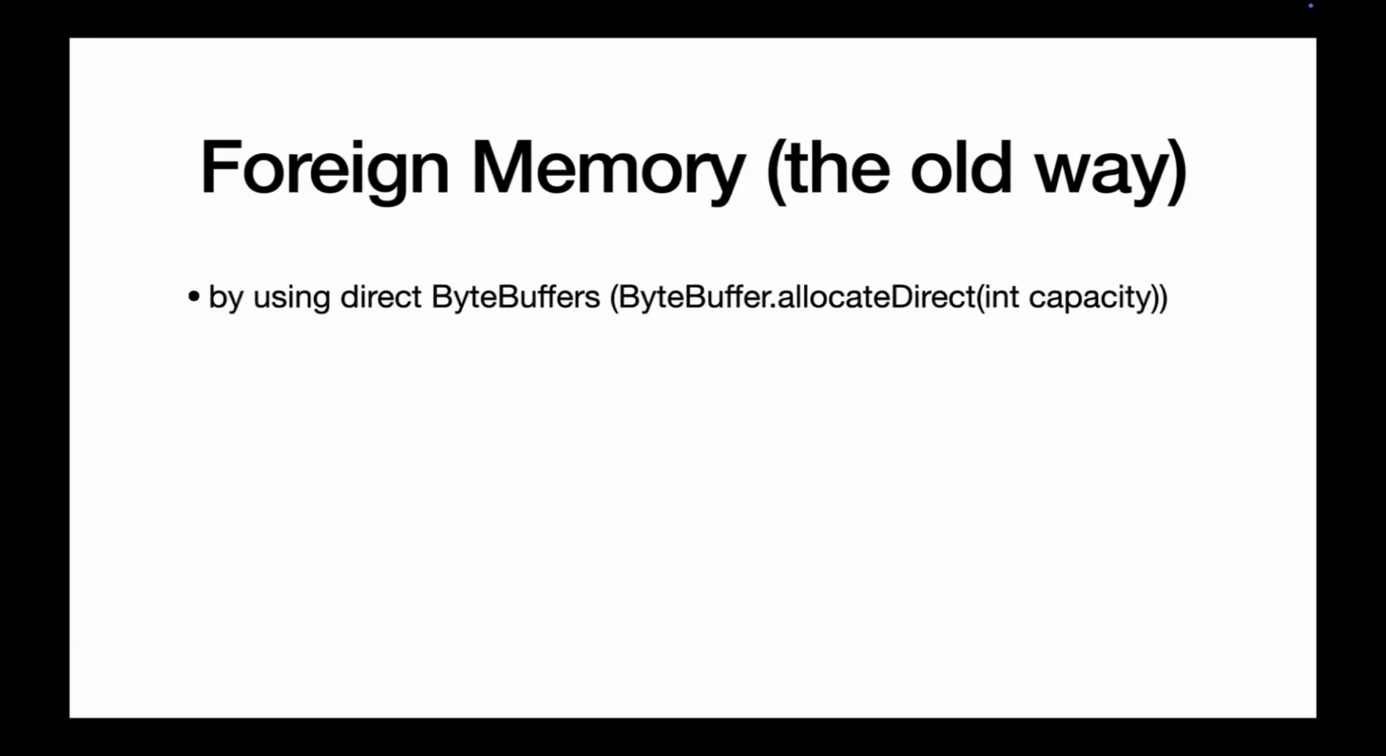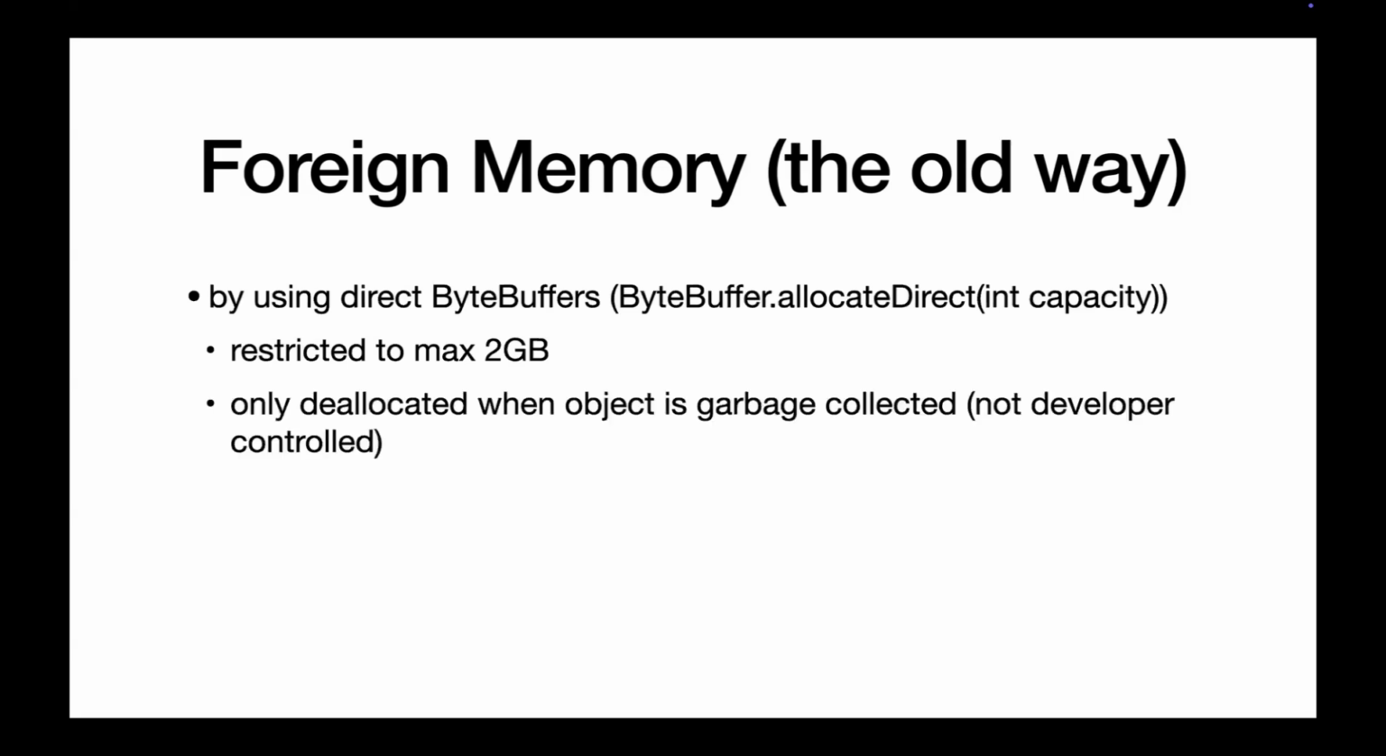In the old way, which is still existent in Java, you can use byte buffers to allocate native memory. ByteBuffer via allocateDirect, and just type in the capacity you want to allocate. But then you're restricted to a maximum of 2 GB of memory you can allocate via this. And the deallocation is not really in your hands.